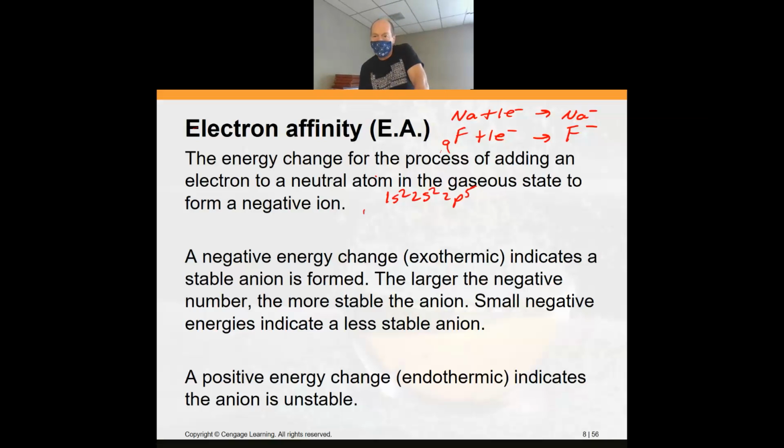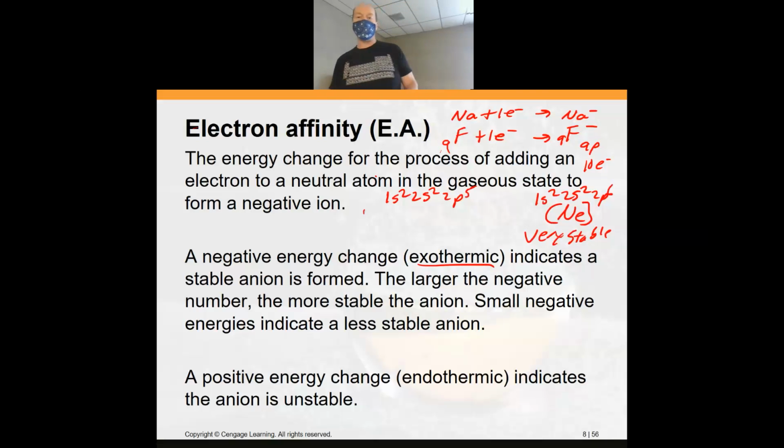All right, now we're going to add an electron. And so now we have a negative charge. Now that means, again, we still have 9 protons, but now we have 10 electrons. And so the electron configuration, we have to put in another electron. And that is 1s2, 2s2, 2p6. This is the electron configuration of neon. This is very stable. All right, and so we will have a very favorable electron affinity for fluorine because that gives it the electron configuration of a noble gas. And it is so favorable, it is actually exothermic because that makes a very stable anion.